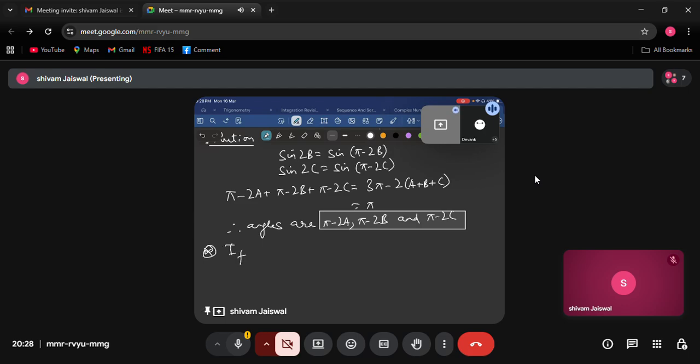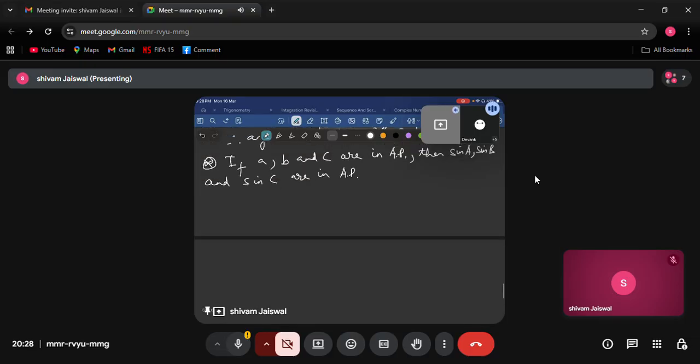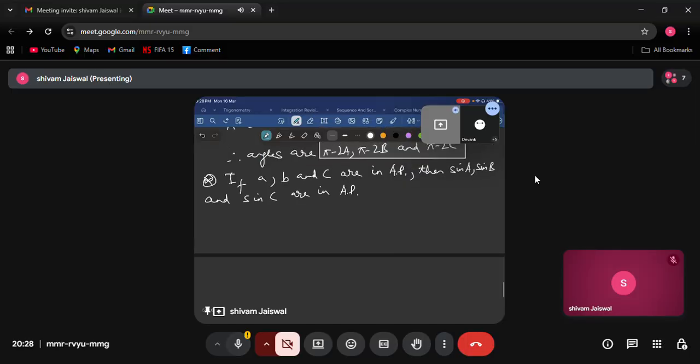If A, B, and C are in AP, can I say that sine A, sine B, and sine C are in AP? Tell me. I can say sine A, sine B, and sine C are in AP. Let us see the proof.